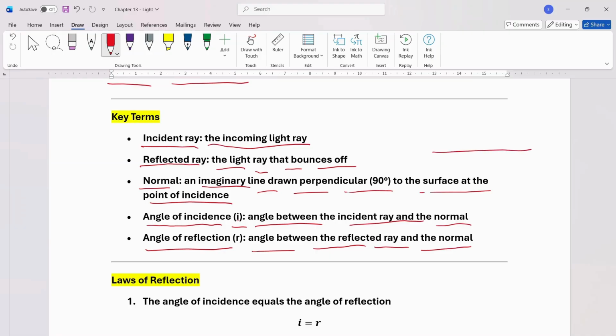For example, if this is our plane surface, on this surface light hits. So when the light hits the plane surface, it is reflected back in another direction. This line, we are calling it the 90-degree normal. This is our angle of incidence, and this is our angle of reflection, as the light bounces back from the surface.